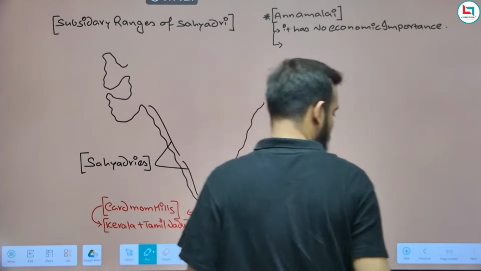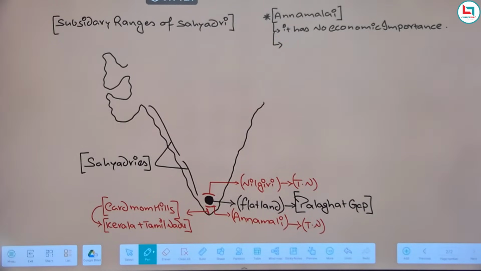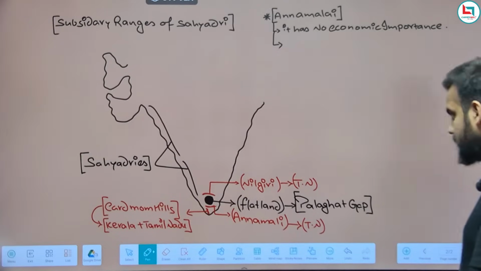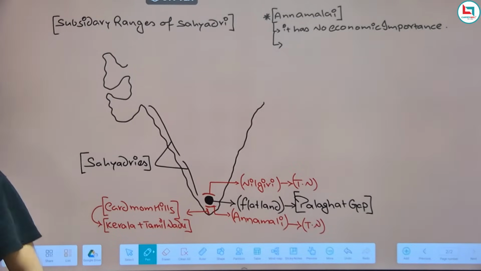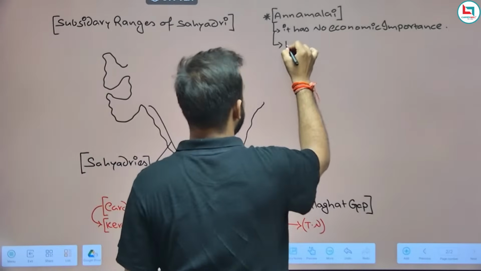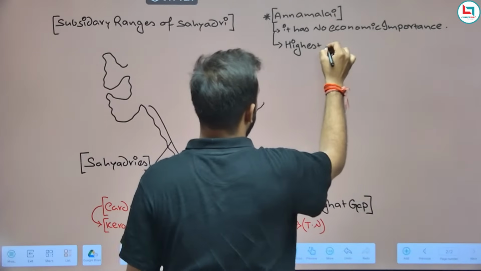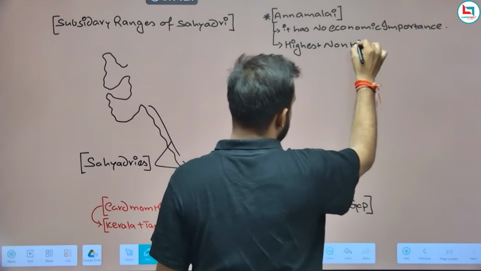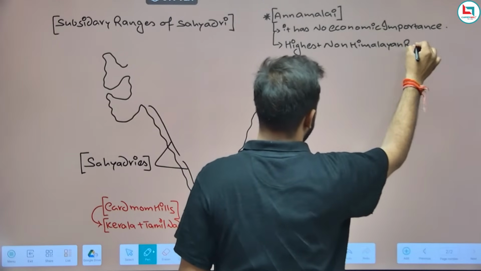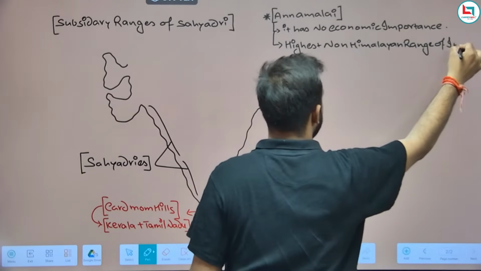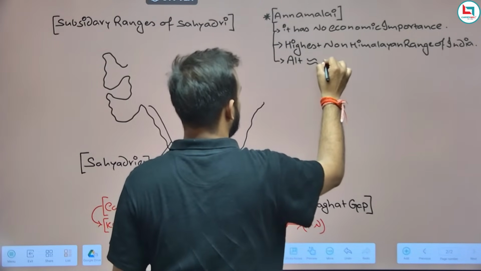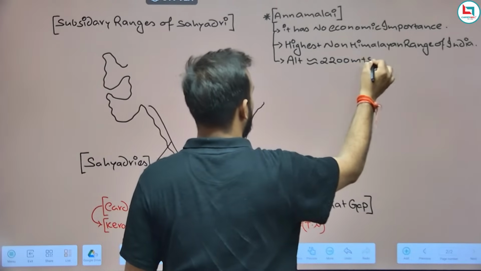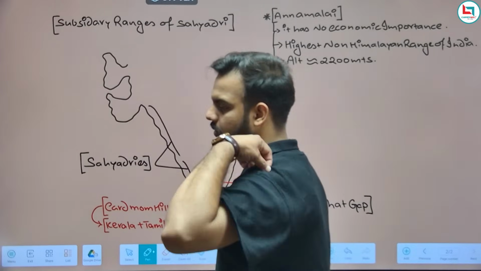After this particular thing, when we talk about the Annamalai, it is the highest non-Himalayan range of India. Its altitude is 2200 meters. It is the highest non-Himalayan range of India. Its average altitude is around 2200 meters.